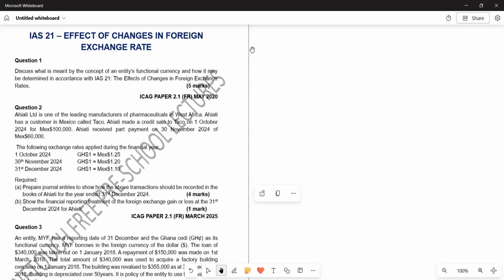Required: A, prepare journal entries to show how the above transactions should be recorded in the books of Ahiati for the year ended 31st December 2024. And B, show the financial reporting treatment of the foreign exchange gain or loss at the 31st of December 2024 for Ahiati.